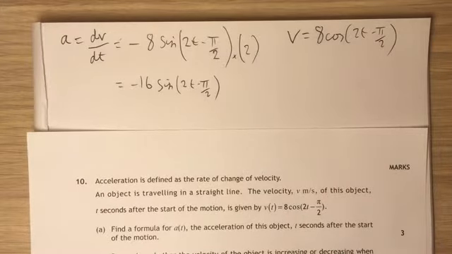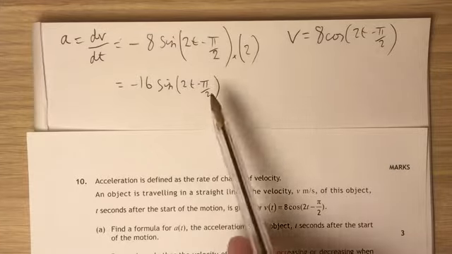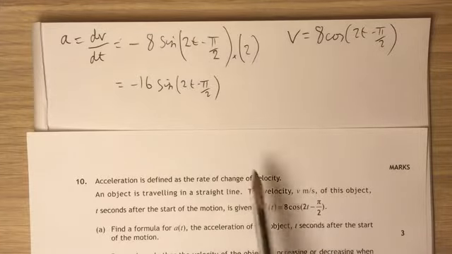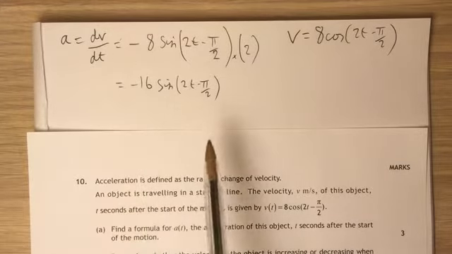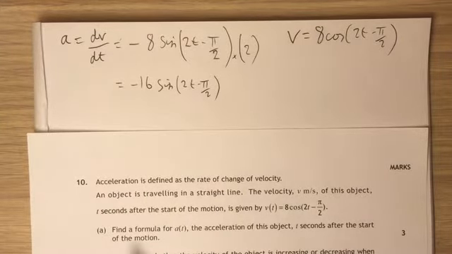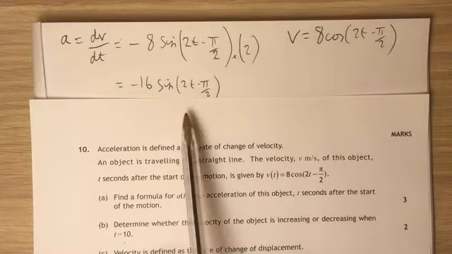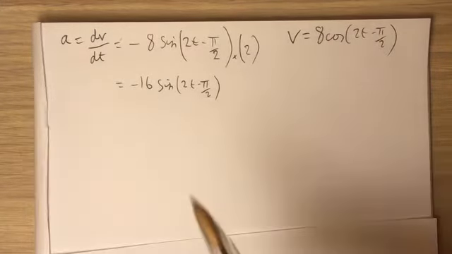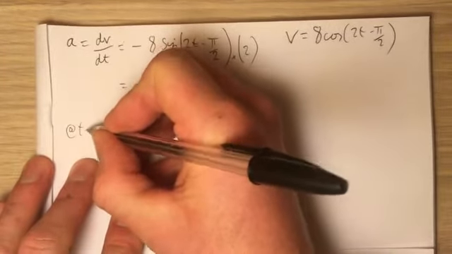Okay. Determine whether the velocity of the object is increasing or decreasing when time is 10. Increasing means going uphill, means having a positive gradient. Decreasing means going downhill, means having a negative gradient. This is the gradient of velocity. So all we're going to do is shove in time equals 10 into there, and find out: negative answer means going downhill, decreasing. Positive answer means going uphill, increasing.